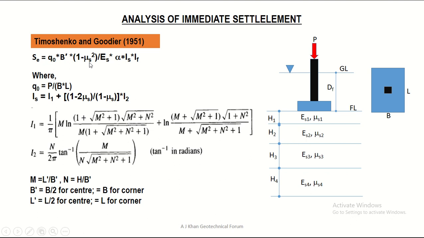This is mu sub s, which is the Poisson's ratio of the subsoil layers below the footing. Here in the schematic diagram I have shown four layers of different thicknesses h1, h2, h3 and h4, and their associated soil parameters like the Poisson's ratio mu s 1, 2, 3 and 4. And the second one is of course the modulus of elasticity Es 1, 2, 3 and 4. These are all known parameters.